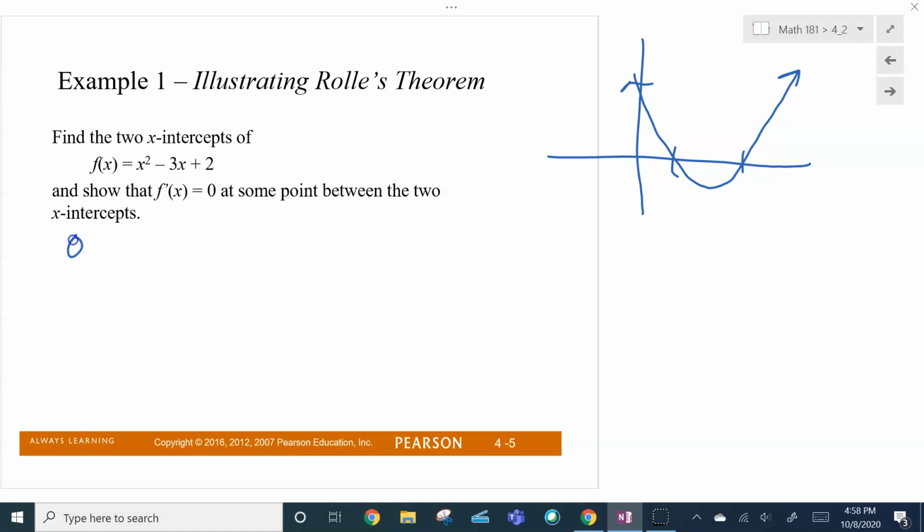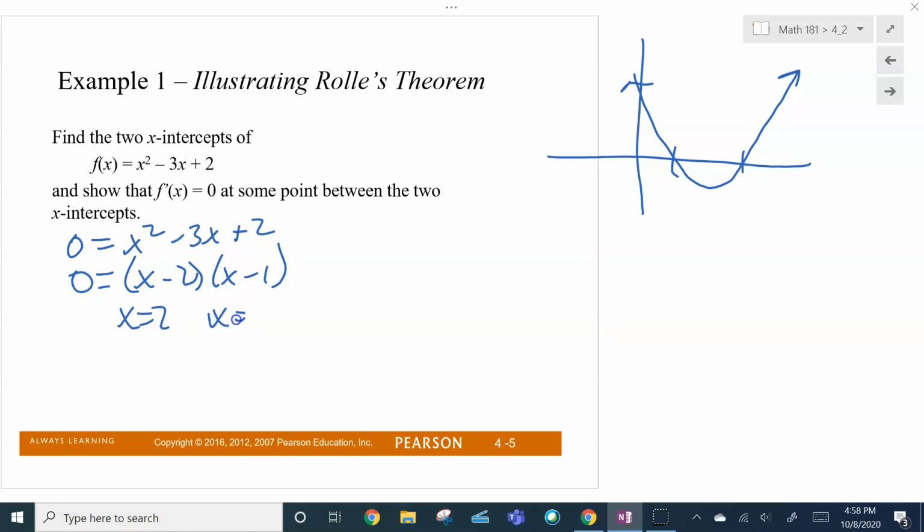So first of all, let's find the two x-intercepts. 0 equals x squared minus 3x plus 2. It looks like 2 and 1, so a 1 and a 2, like I drew here. You have the same y value at both, so that's your a and b.